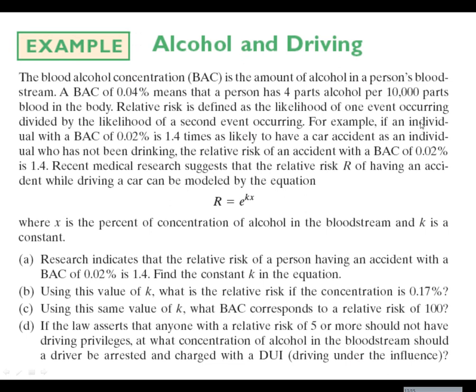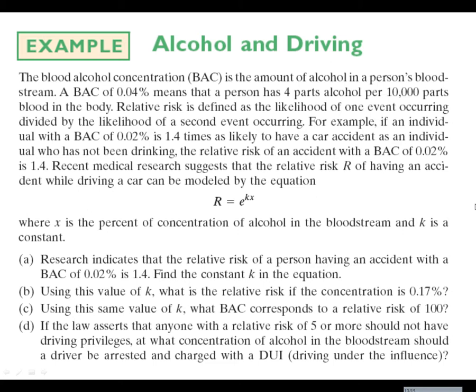Okay, last one here. We're going to dive into the word problem. The blood alcohol concentration, the BAC, the legal limit is 0.08. That's the amount of alcohol in a person's bloodstream. If you're at 0.04%, that means you have 4 parts of alcohol per 10,000 parts of blood. Relative risk is defined as the likelihood of one event occurring divided by the likelihood of a second event occurring. For example, if an individual with a BAC of 0.02% is 1.4 times as likely to have a car accident as an individual who has not been drinking, a BAC of 0, the relative risk of an accident with a BAC of 0.02% is 1.4.